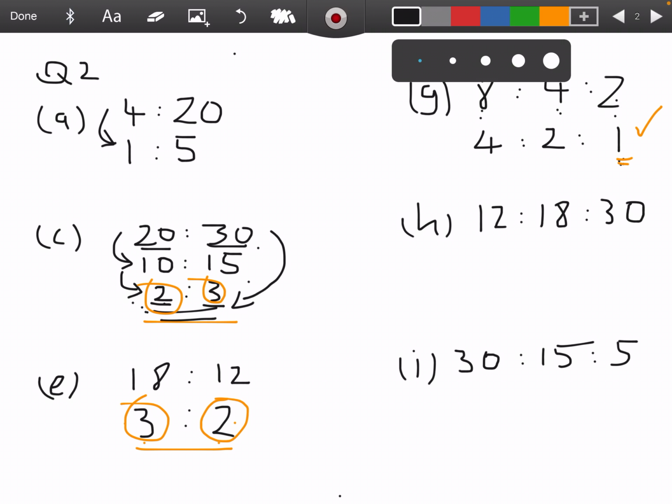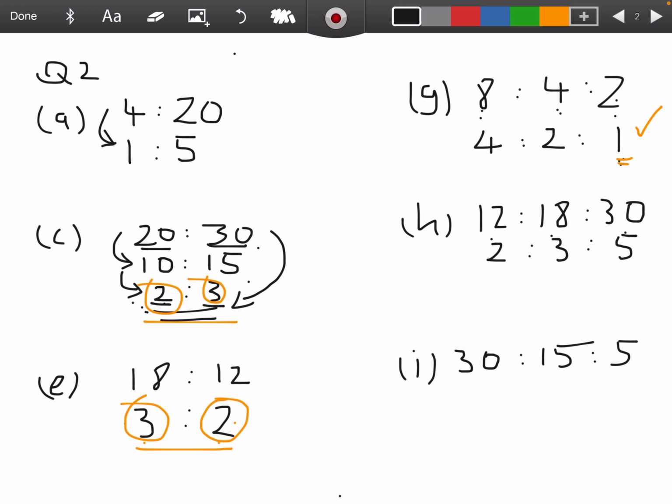Part H, 12 is to 18 is to 30. Again, 6 goes into each of those, so I'm going to divide each number by 6. So we end up with 2 is to 3 is to 5. And again, that's the smallest values I can get there, because 2 doesn't go into 3, so I can't do any more division, and 2 doesn't go into 5, so I can't do any more division.